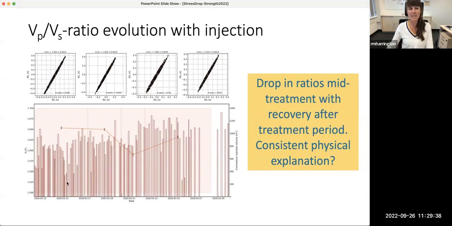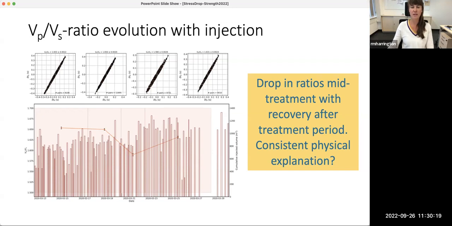So the first thing we did is hypothesize that as an injection or hydraulic fracturing treatment goes on, we have the cumulative injected volume here, shown by the histogram of daily injected volume. I would have assumed, to first order, more fluid, VS goes down, VP-VS goes up, but we have this somewhat puzzling trend with the treatment. You can see here's the injected volume, then all of a sudden the treatment stops and you get this drop and then this recovery of the VP-VS values.